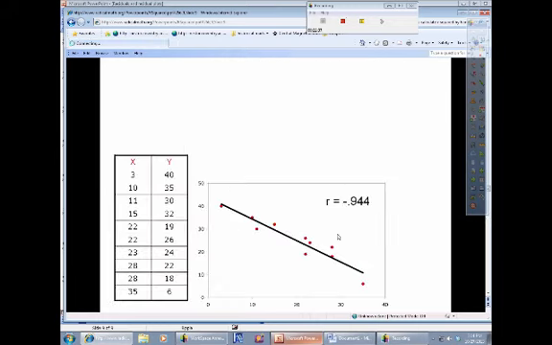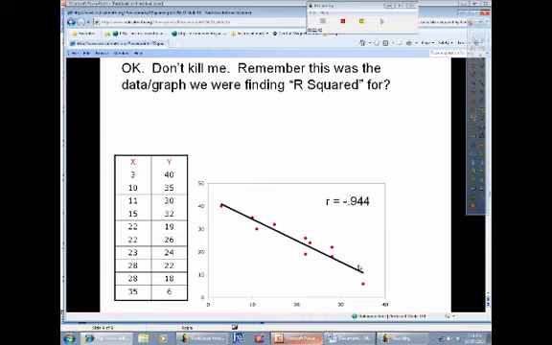Okay, so how well did that predict? Remember, this was the data and the graph that we were finding R squared for. The value we got for R squared was 0.89. Now remember that this is written as a percent. This would be 89%.